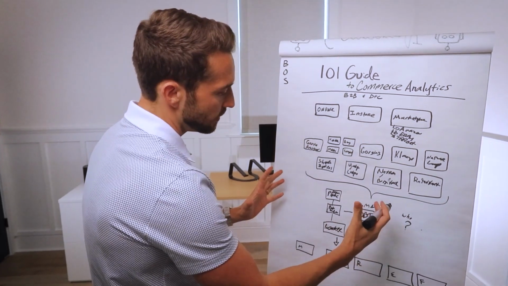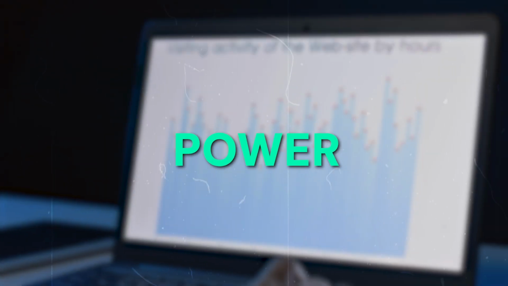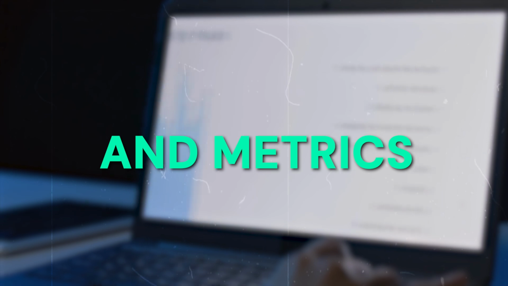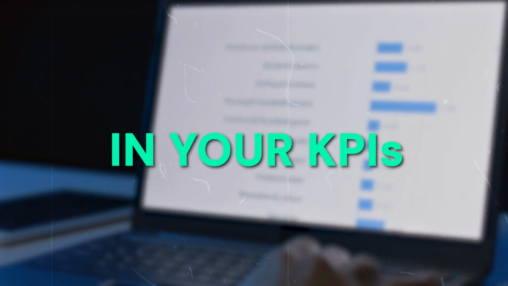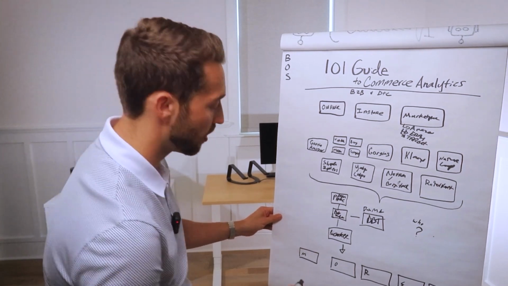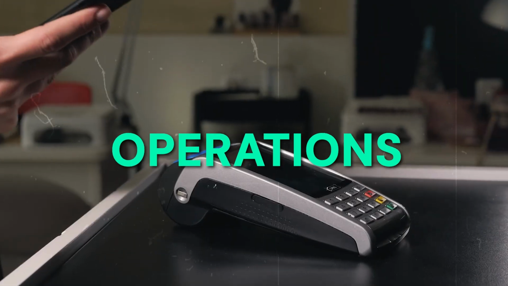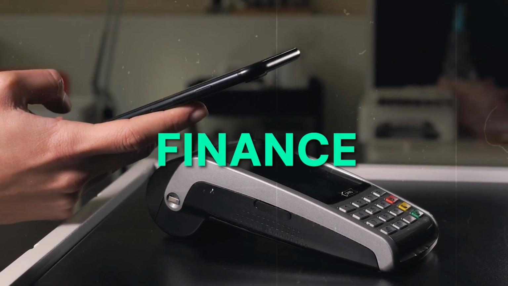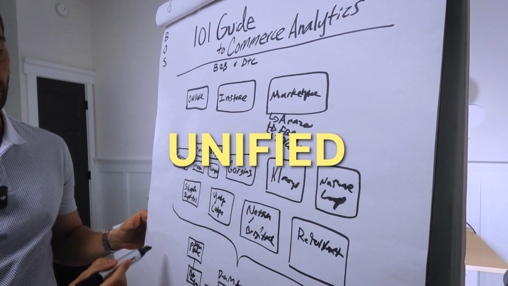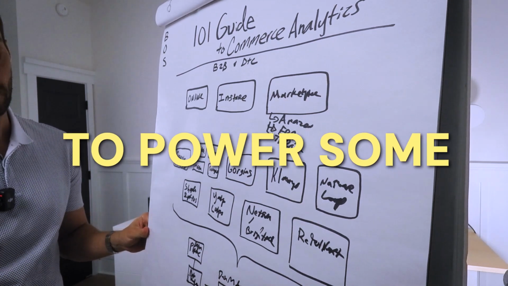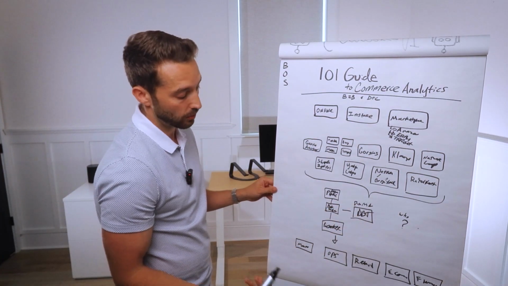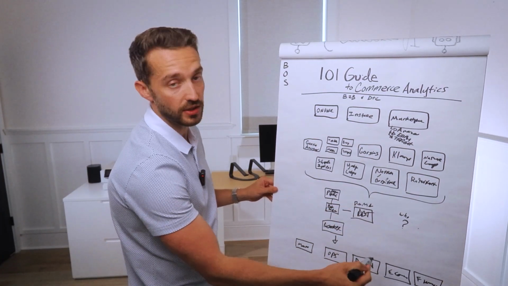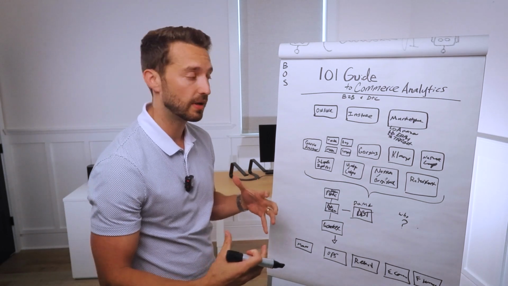Once you have this set up, you're going to be able to power a lot of different insights and metrics and your KPIs for all different departments. You might be looking at marketing, operations, your retail team, e-com, and finance. Having one unified data set is really going to power some great insights across the board. So it's what we'll be covering, different KPIs and metrics where everyone's tapping into that same information.